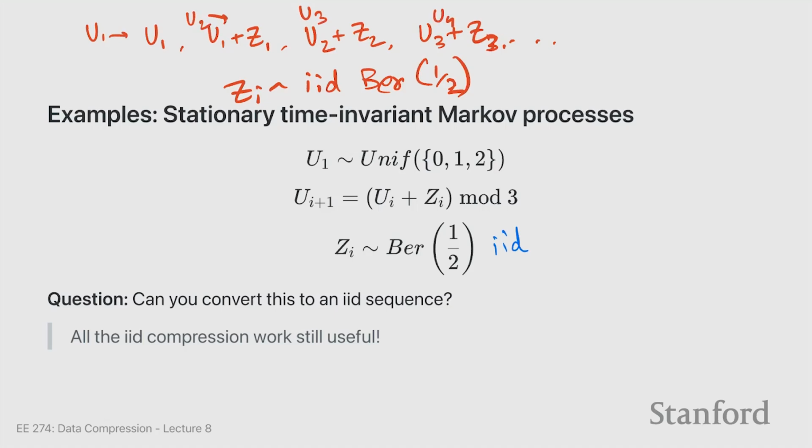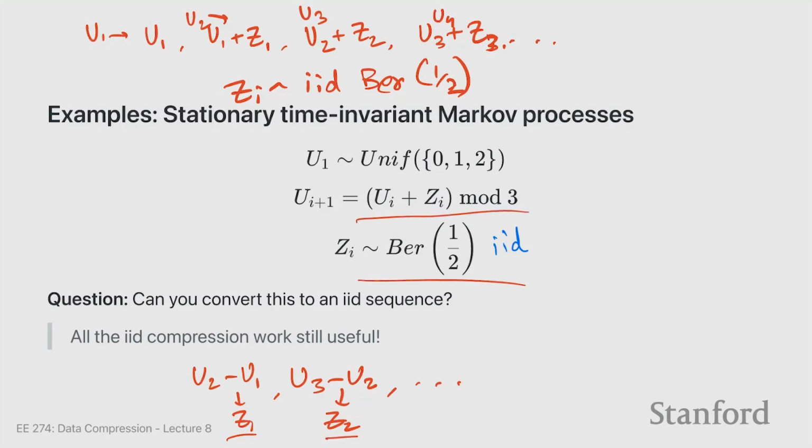Yeah, very good. So you just subtract them, right? You take U2 minus U1, which is Z1, and then U3 minus U2, which is Z2, and so on. You just subtract them, again modulo 3. And when you subtract them, you get these Z1, Z2 guys, which are IID, because by definition, the way we defined this is like this. So even though originally the process looked more complicated, it had dependence, if you just subtract the consecutive ones, it becomes IID.